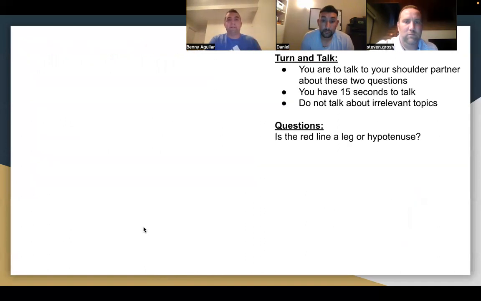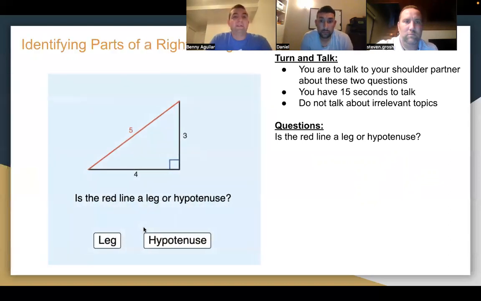So let's go ahead and start our strategy with labeling first. First thing we're gonna do is a turn and talk with your shoulder partner about the question: is the red line a leg or hypotenuse? You have 50 seconds to talk to them. Do not talk about irrelevant events. So here we go. The red line, is it a leg or hypotenuse? You have 50 seconds, go.